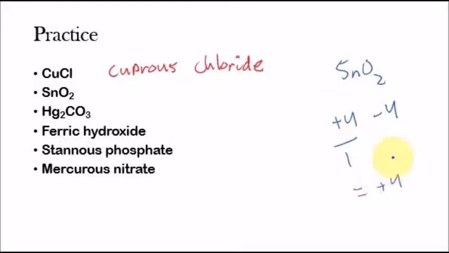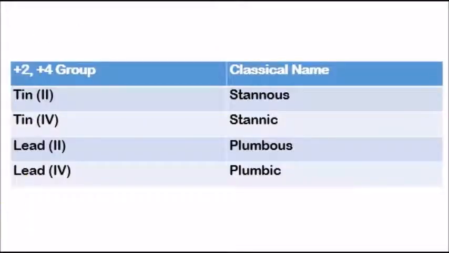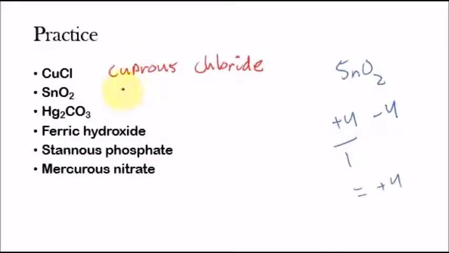Now, if we wanted to name this using our regular rules, we just call this compound tin(IV) oxide. But instead, we can use our classical name and call it stannic oxide. So let me write that down for you. Stannic oxide.